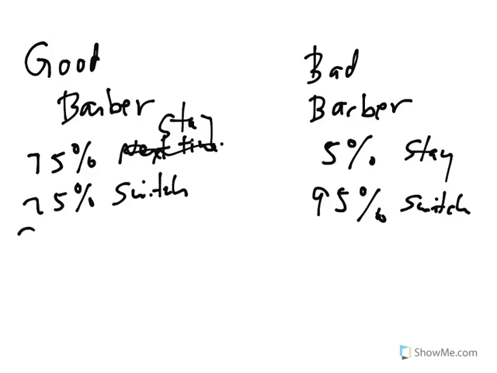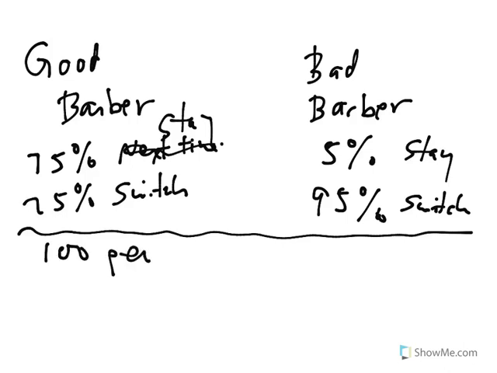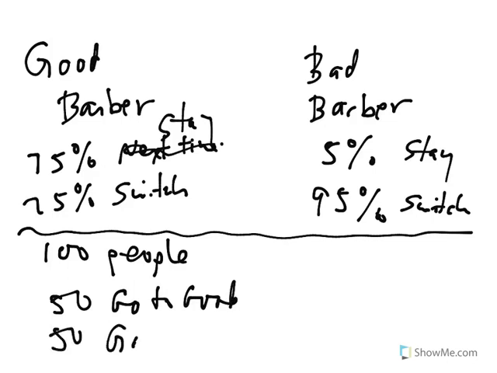So let's see what happens with a specific scenario. Let's say there are 100 people in the town, and these two barbers both open up at the same time, so no one knows which one's good and which one's bad. And let's say that 50 go to the good barber, and the other 50 go to the bad barber.